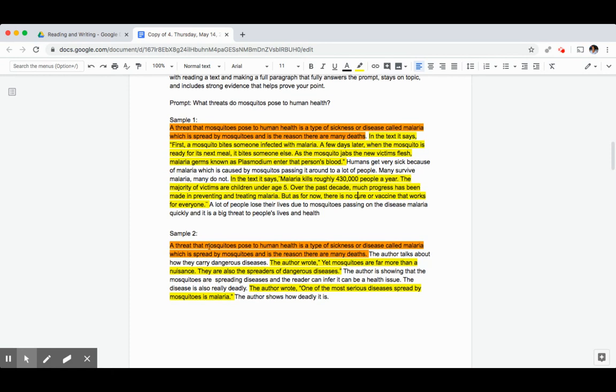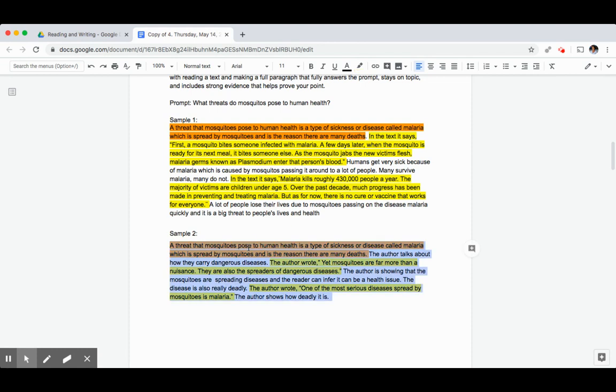In contrast, Sample 2 does not include the best evidence from the text. Sample 2 picked evidence that says things that were very obvious in the text, but doesn't actually give specific details to help prove their point. So their evidence is very general and broad. And what I mean by that is that it's not very specific. Let's take a look closer to see exactly what I mean.